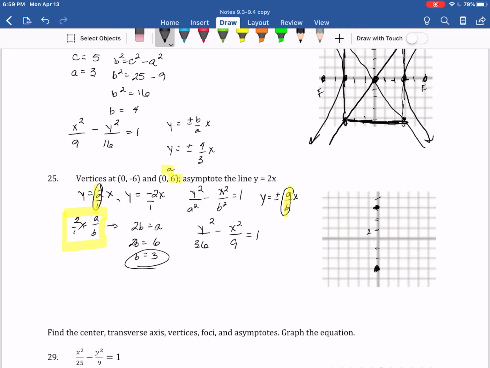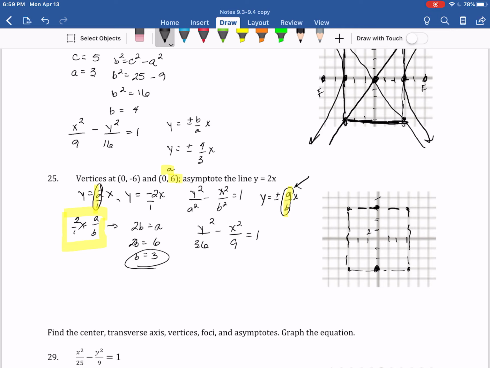So a tells you the height, and then b tells you the width because of the relationship right there between a and b. A is rise, B is run. So A is the vertical direction, B is the horizontal direction. B is 3, so we want to go out 3 units, both sides, to construct the width of your rectangle. So you can kind of see now that there's one corner, there's the next corner, here's a corner, and here's a corner of your little rectangle that you might want to think about as you're sketching in your asymptotes.